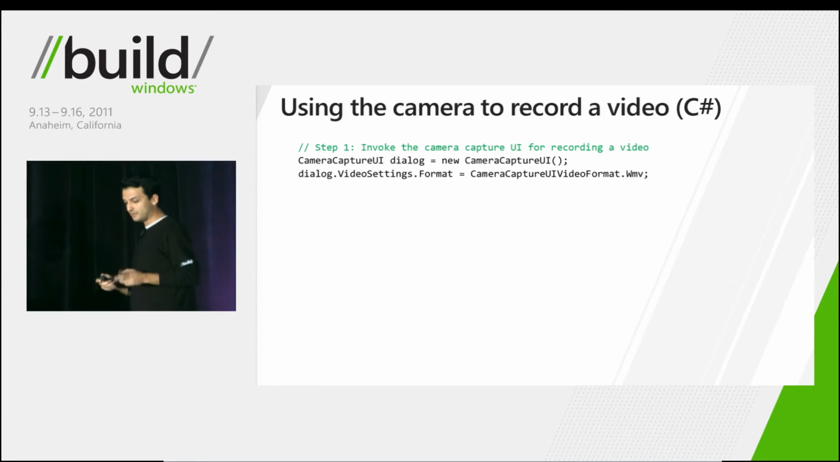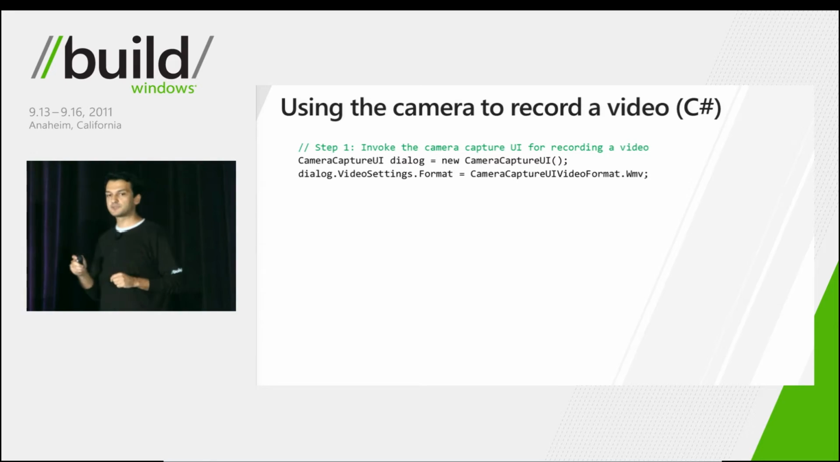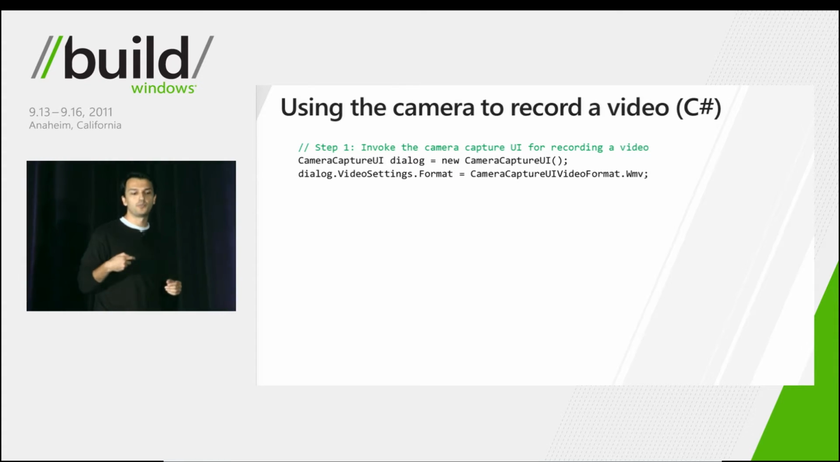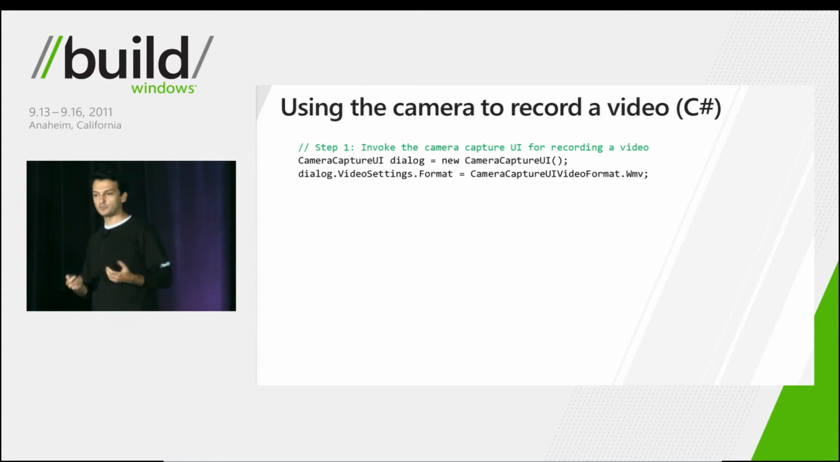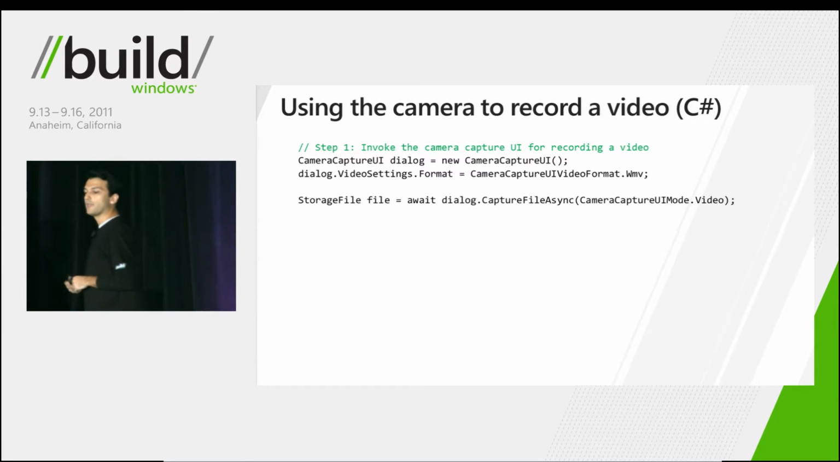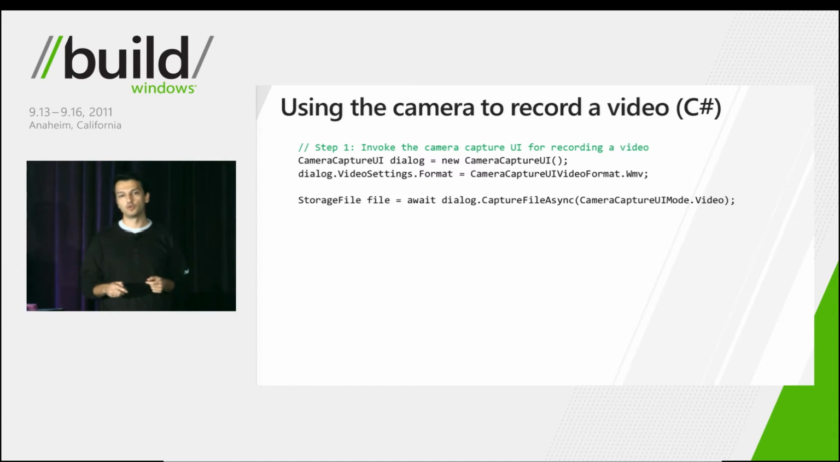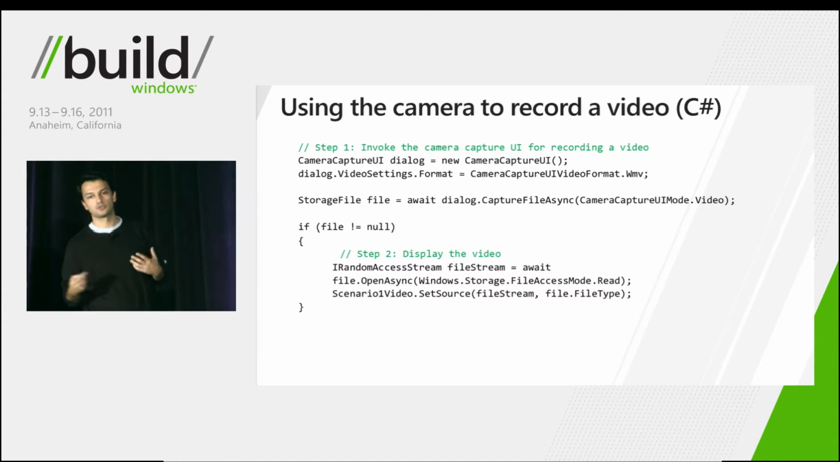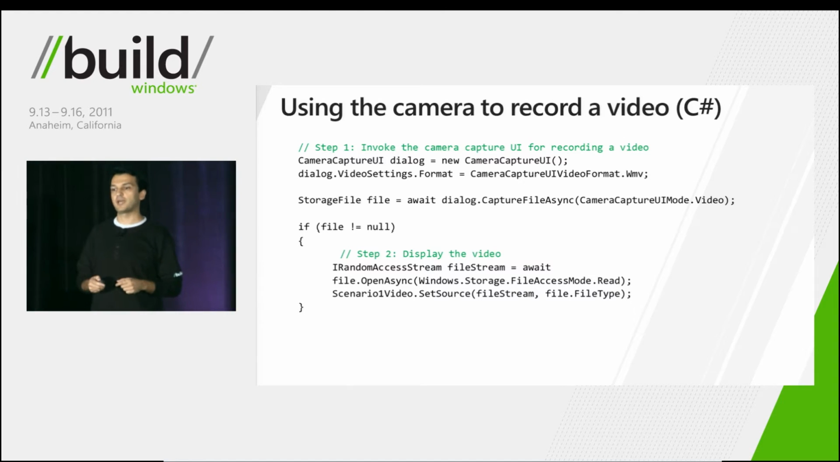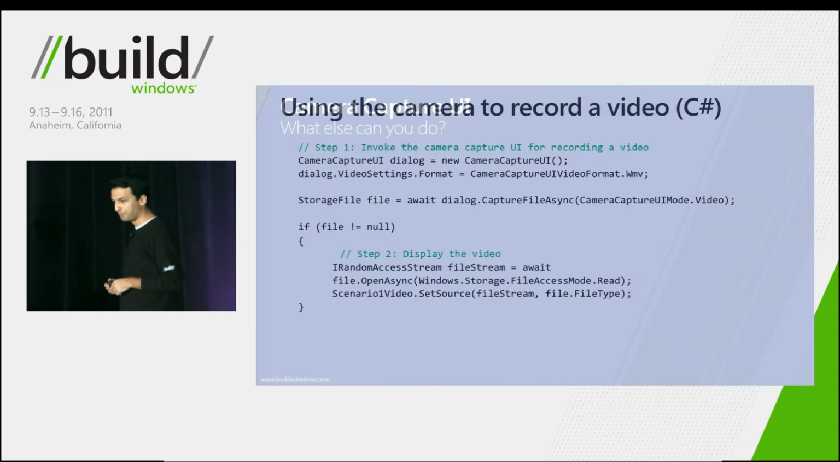Now, one thing I did different here, though, is I specified a format. If you don't specify a format, in this case I specified WMV, the default settings for the camera capture UI is MP4. So if you don't specify anything, it will be an MP4 file. Then call the capture file async with the video mode, wait for that process to complete, and then once you get the captured item, update the media element that's going to play the video.